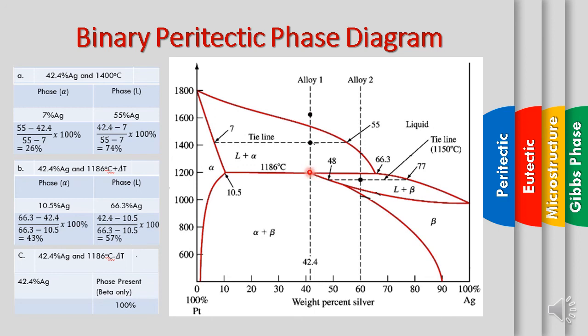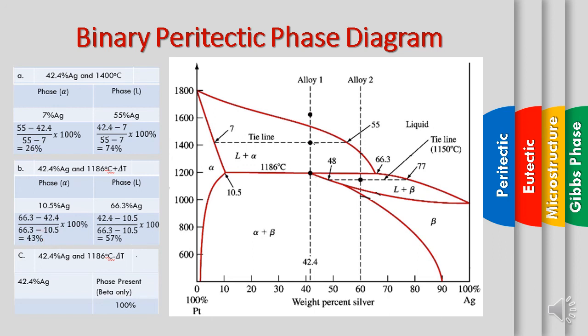So in this case, we can see the transformation from the alpha, basically at 26%, becomes higher, and finally vanishes due to the peritectic transformation, and finally it will produce beta at 100%. And for the liquid, it starts to reduce as the alpha increases, something like this.